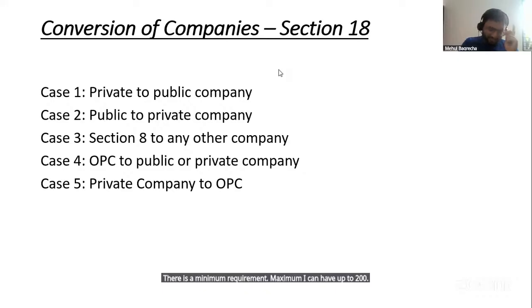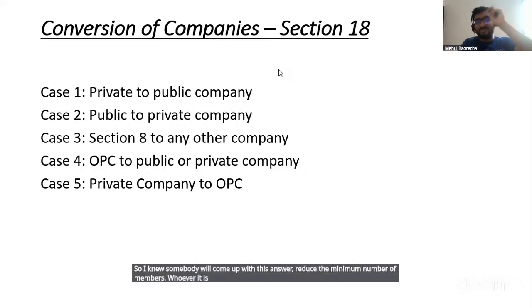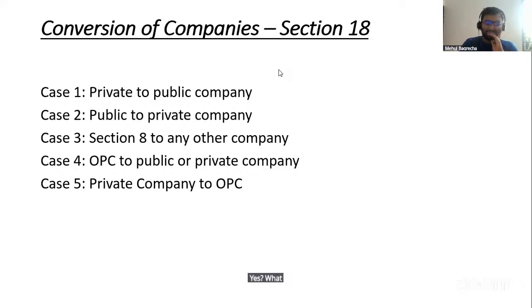So I knew somebody will come up with this answer. Reduce the minimum number of members. Whoever it is, I hope you've got the answer conceptually clear. All right. You need not reduce the number of members. You are already meeting the minimum requirement. So you don't have to do anything with the members. Understood? Yes. What else? That's it.